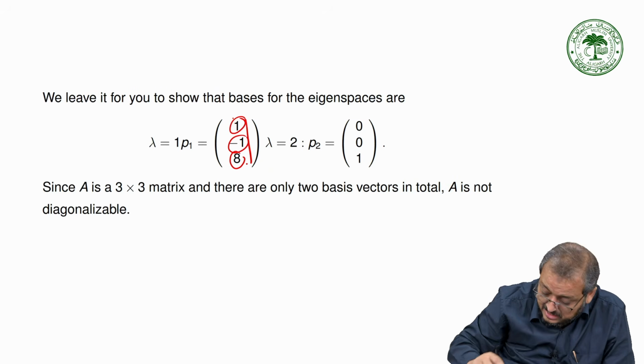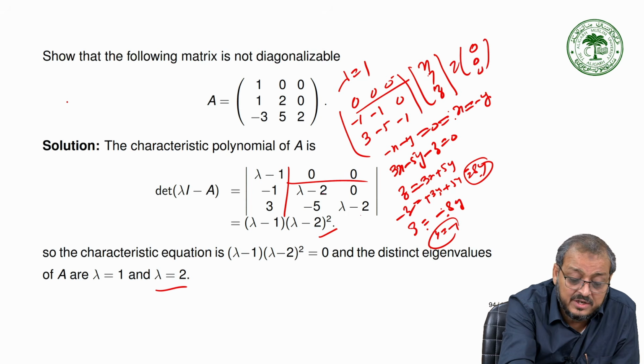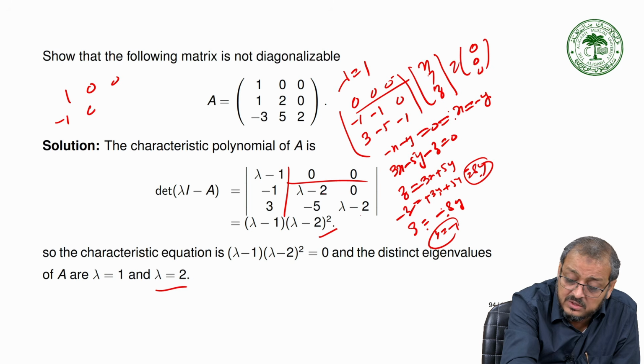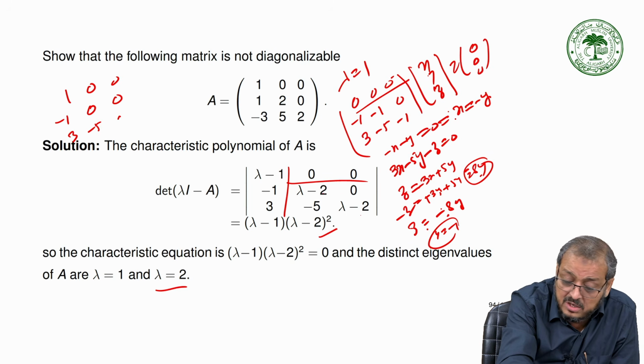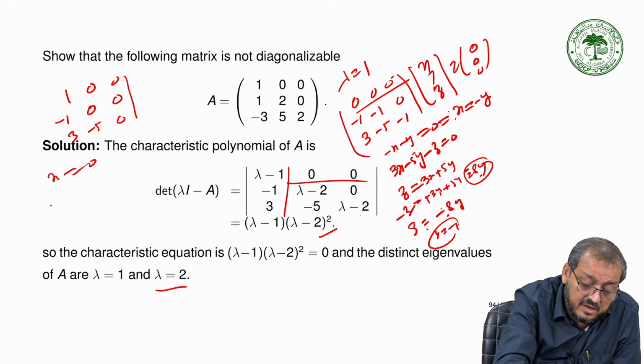Now similarly, corresponding to lambda equal to 2, we take A minus 2I, which is equal to 1 0 0, then minus 1 0 0, then 3 minus 5 0. Then we can say that x is clearly equal to 0, and then we have 3x minus 5y equal to 0.